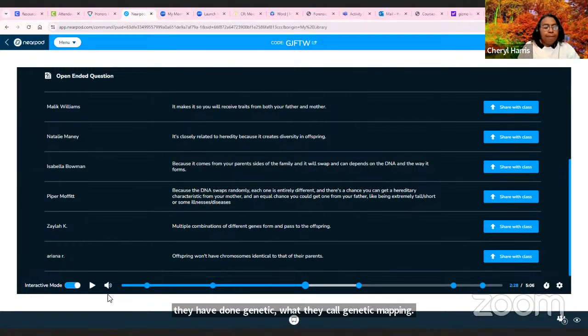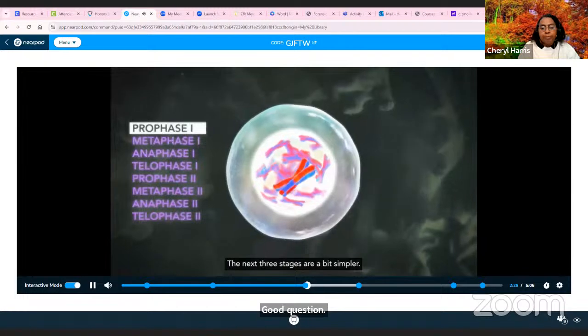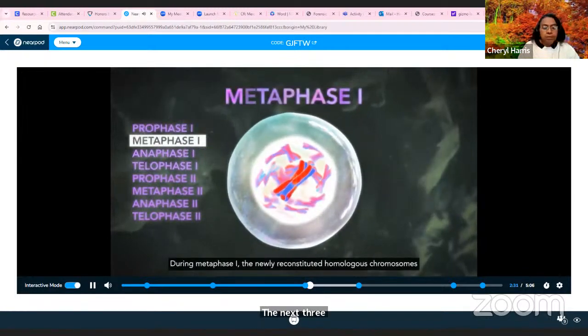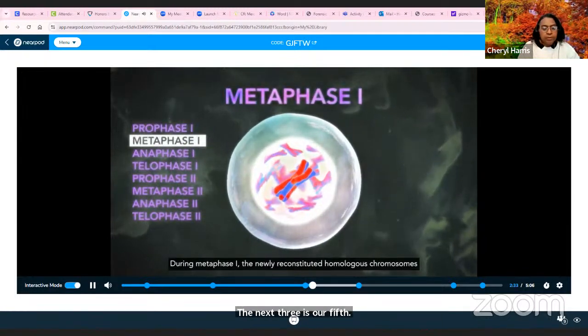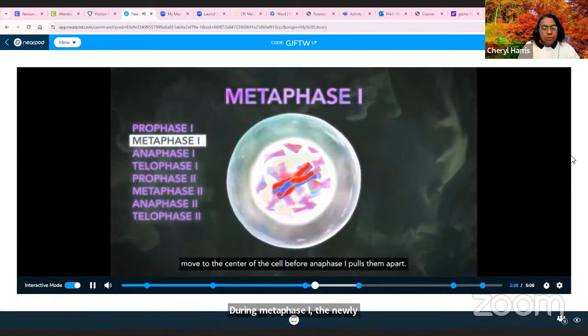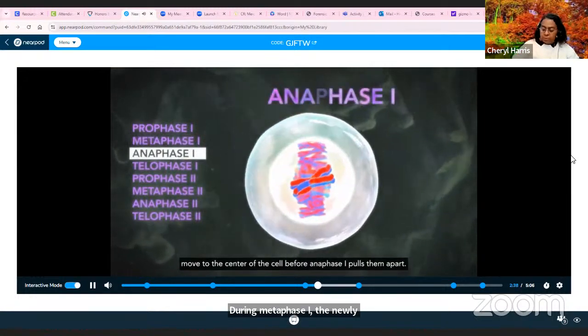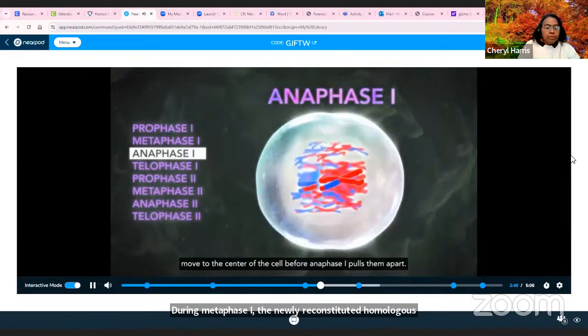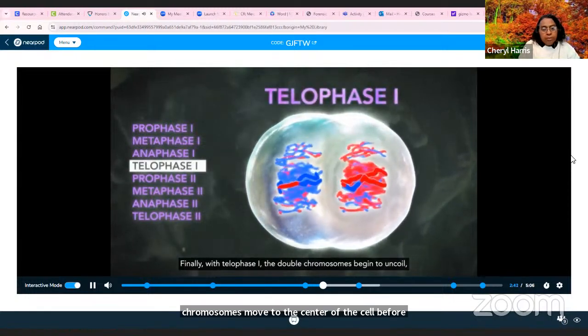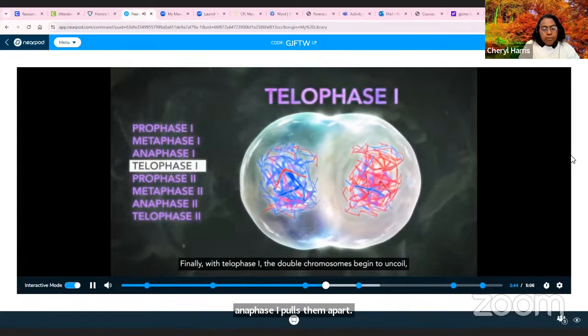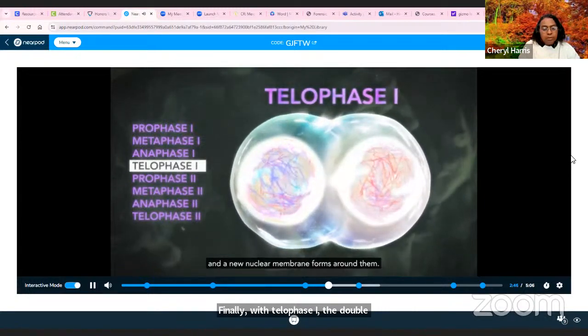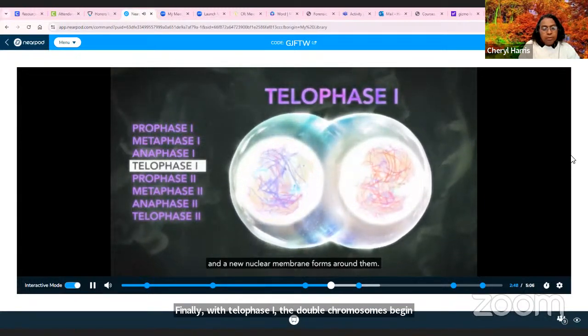All righty. The next 3 stages are a bit simpler. During metaphase 1, the newly reconstituted homologous chromosomes move to the center of the cell before anaphase 1 pulls them apart. Finally, with telophase 1, the double chromosomes begin to uncoil, and a new nuclear membrane forms around them.